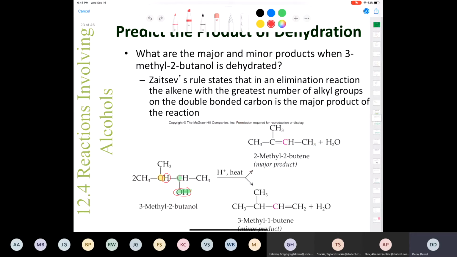3-methyl-2-butene. Okay? We do the exact same exercise all over again. Now we look at the other next door neighbor. So we would pull our OH from here and we'd pull a hydrogen from here.